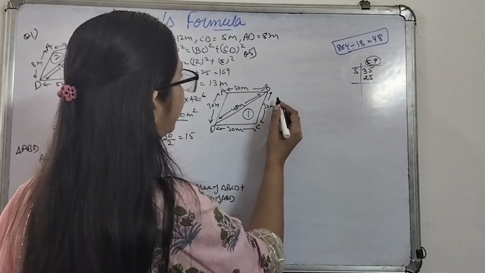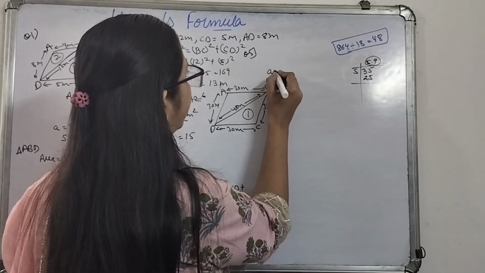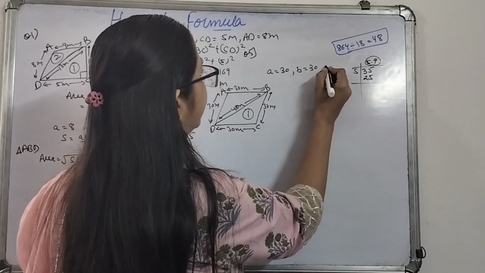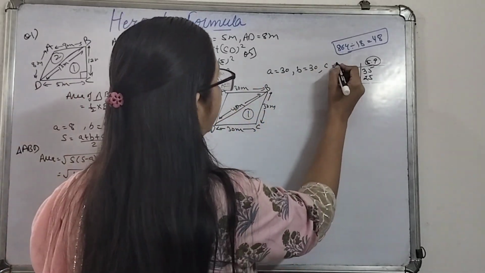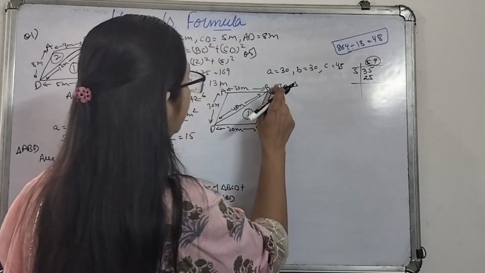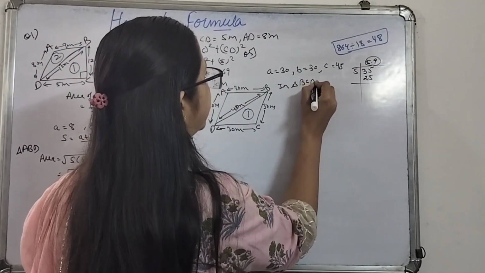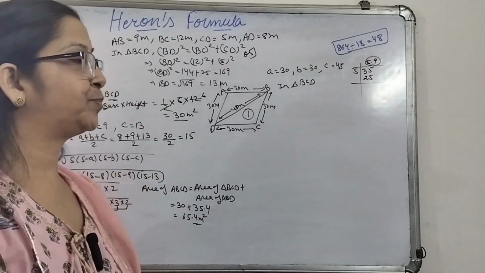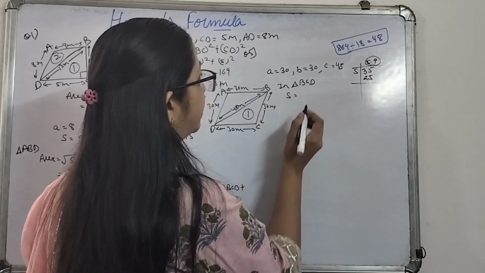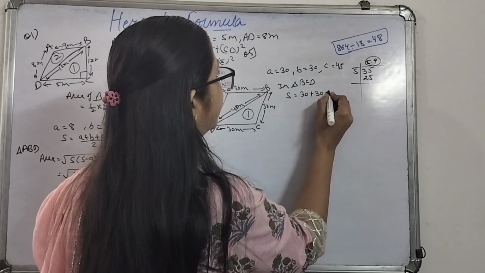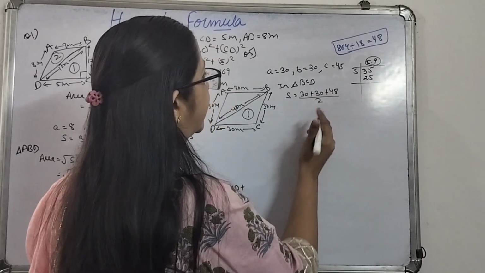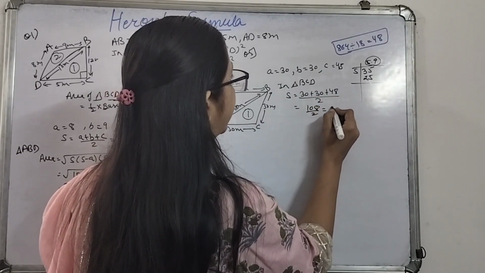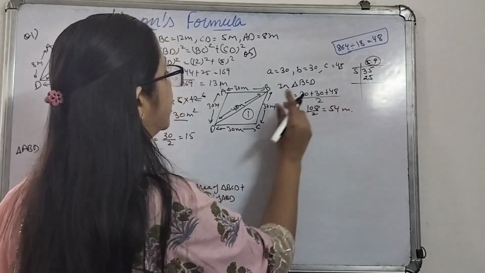So over here, first of all, we are considering this. Suppose the value of a, one of the sides, is 30, the value of b, that is another side, is even 30, and the value of c, that is the third side, is your 48. We are considering triangle BCD. In triangle BCD, we have taken the first side as 30, the second side as 30, and the third side as 48. So first of all, we will be finding the semi-perimeter. That will be the sum of all the three sides divided by 2. That will give us 108 divided by 2, that is 54 meter will be your semi-perimeter.